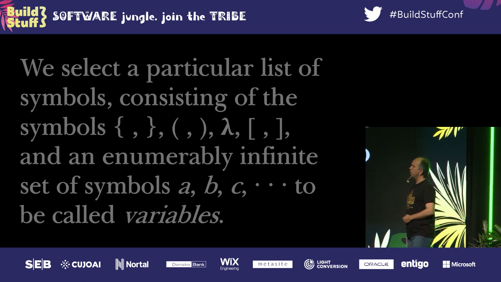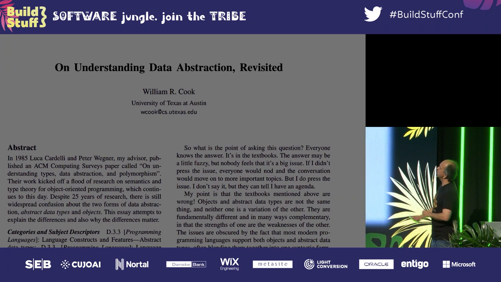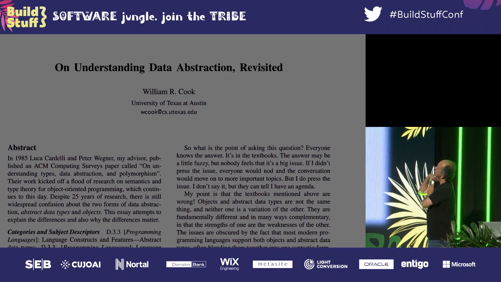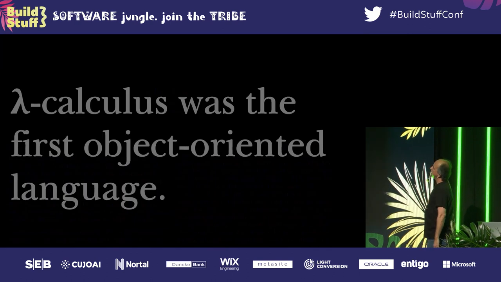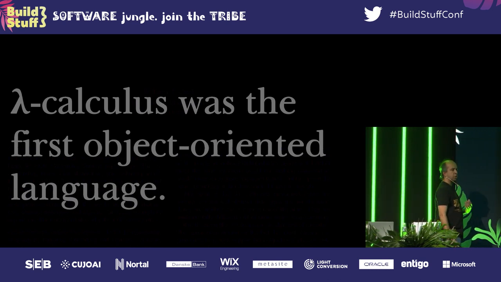Lambda calculus is a really old idea, but it's older, it's deeper than you think. There's this rather good paper from 2009, on understanding data abstraction revisited, by William Cook. He goes back to a 1987 paper on understanding data abstraction. He makes this observation: lambda calculus was the first object-oriented language. That's kind of interesting. Now, we actually see examples of that when we think about scopes.